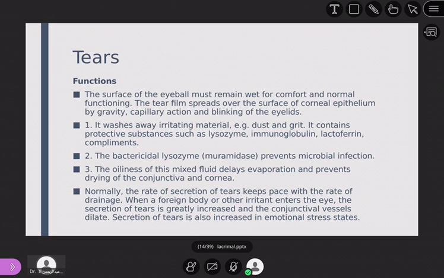Normally, the rate of secretion of tears keeps pace with the rate of drainage. When a foreign body or other irritant enters the eye, the secretion of tears is greatly increased as the conjunctival vessels dilate. The secretion of tears is also increased in emotional stress states.